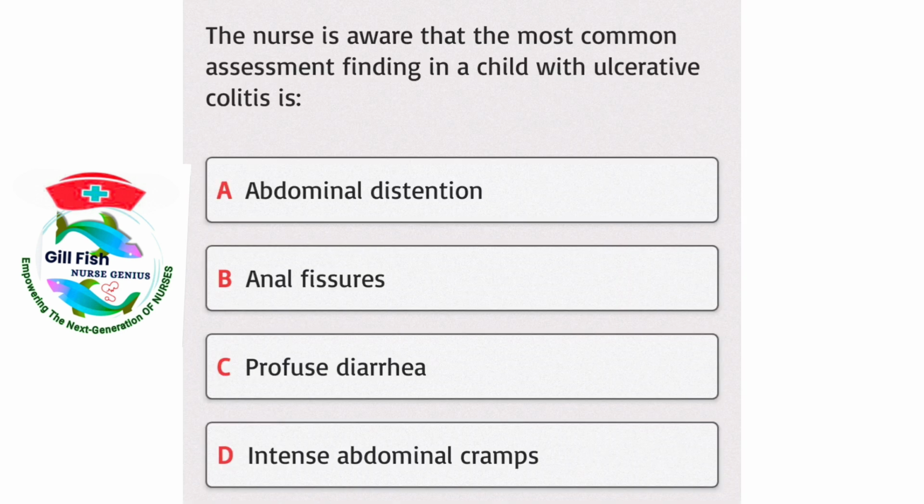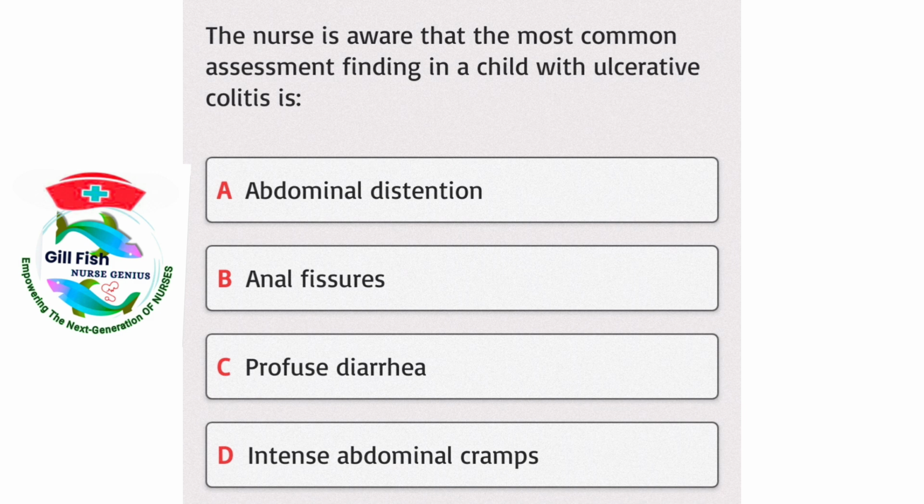So the first question: the nurse is aware that the most common assessment finding in a child with ulcerative colitis is option A, abdominal distension, option B, anal fissure, option C, profuse diarrhea, option D, intense abdominal cramps. What is the correct answer?